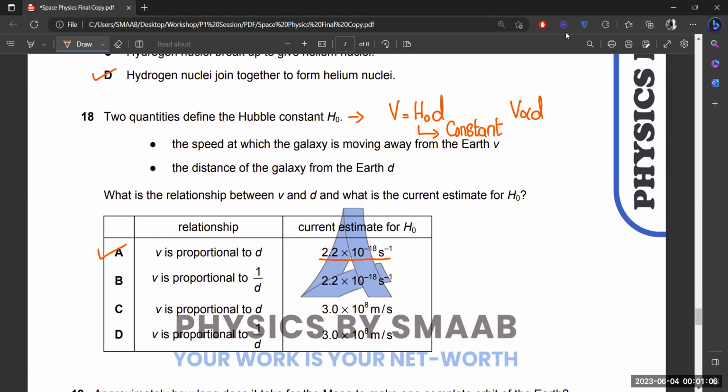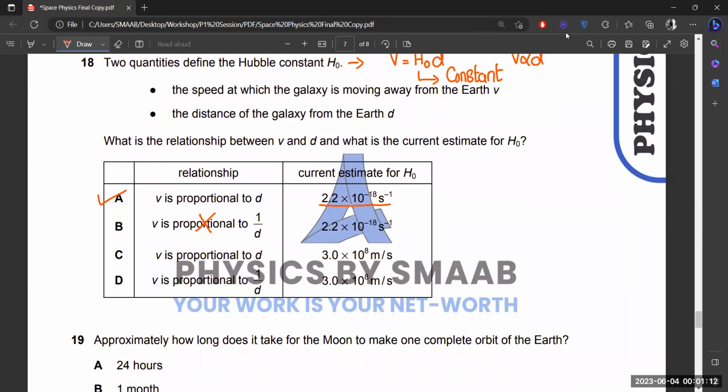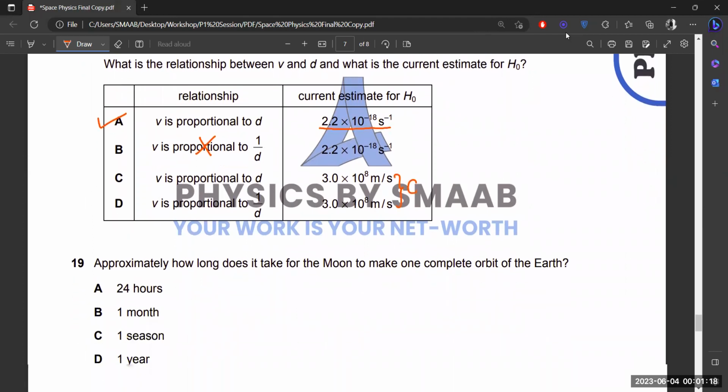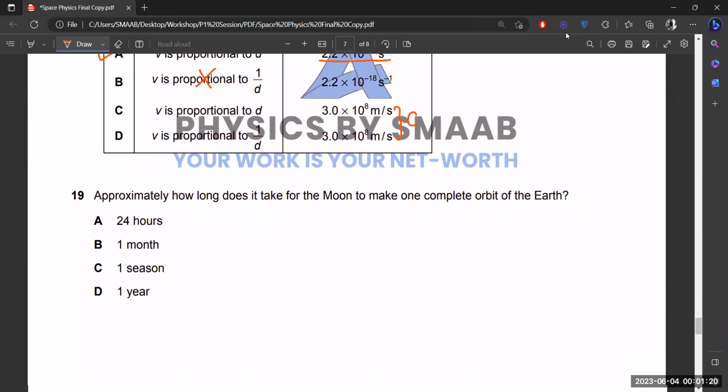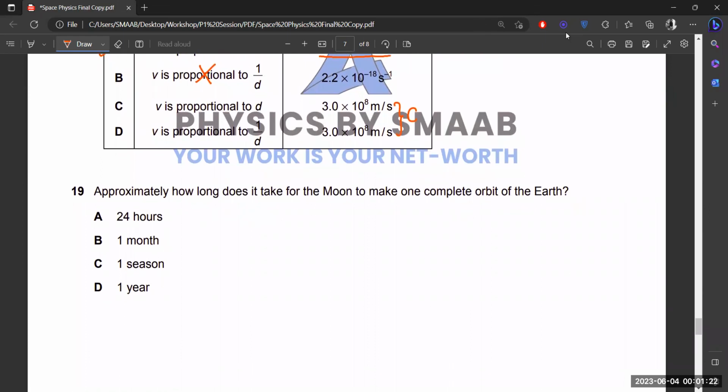Option B has the same value but the sequence is not right, because v is directly proportional to d, not inversely. In the other two options, these values are related to the speed of light. You can easily identify that, so it's not difficult. Last but not least, approximately how long does it take for the moon to make one complete orbit of the Earth? The moon will take 1 month to complete its orbit around the Earth. That's very simple. Option B.